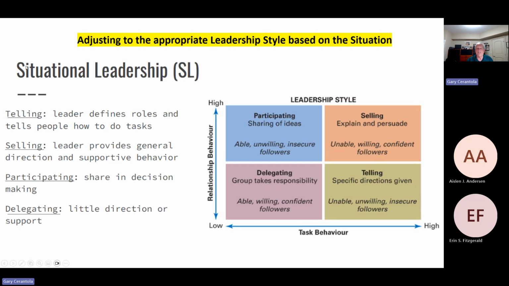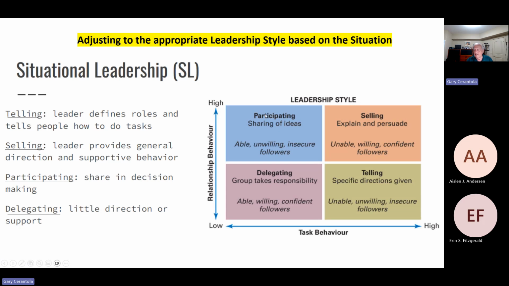So what happens then in the situational leadership quadrants is that if the relationship behavior is high and the task behavior is low, in this particular piece, if you talk about the followers, they're able, but they're unwilling and insecure. So you need to make it participative type.